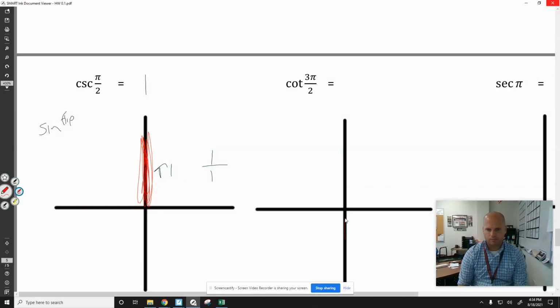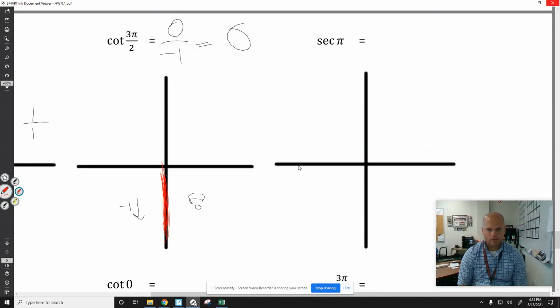Cotangent, 3 pi over 2. 3 pi over 2 is down here. I go down 1. I don't go to the left or right at all. So, cotangent, x over y. X is the horizontal, y is the vertical. X over y. 0 divided by anything is 0.